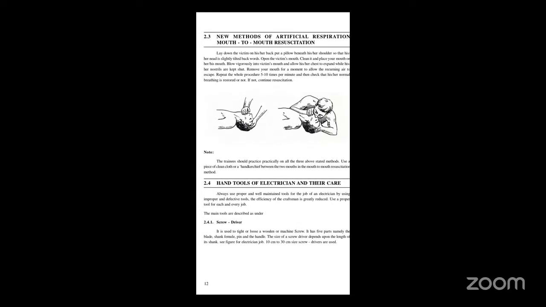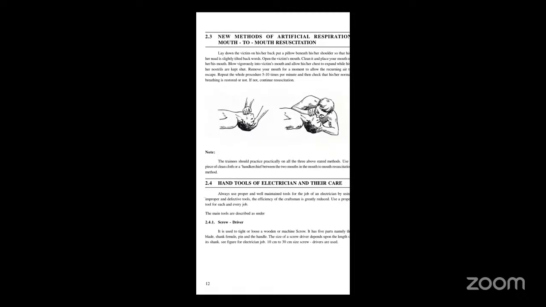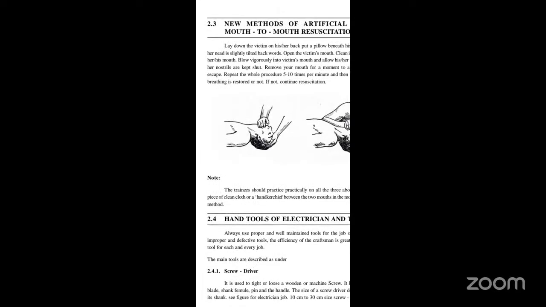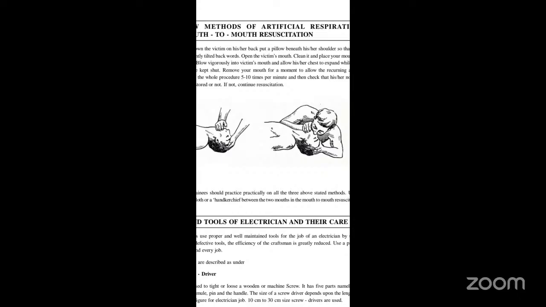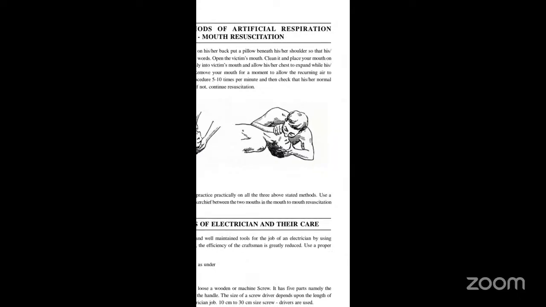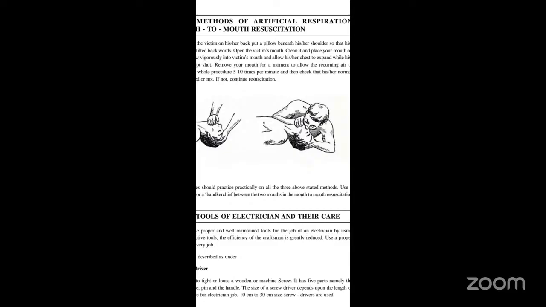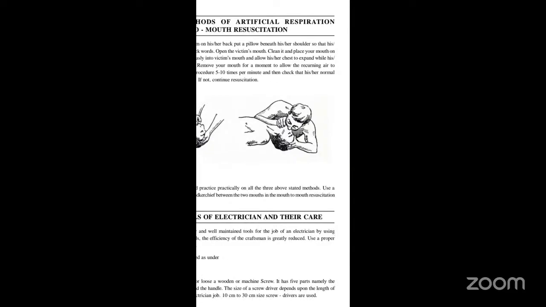New methods of artificial respiration: mouth to mouth resuscitation. What is it? Lay down the victim on his or her back. Put a pillow below his or her shoulder so that the head is slightly tilted backwards. Open the victim's mouth, clean it, and place your mouth on his mouth.